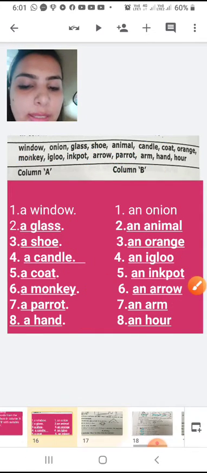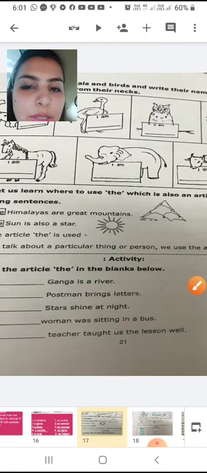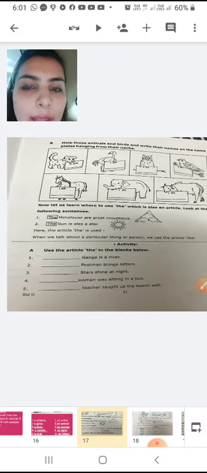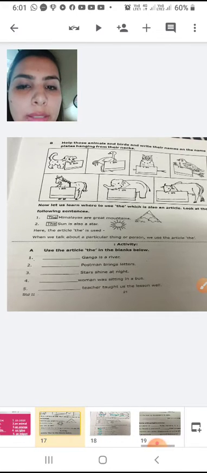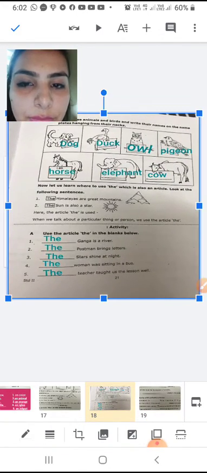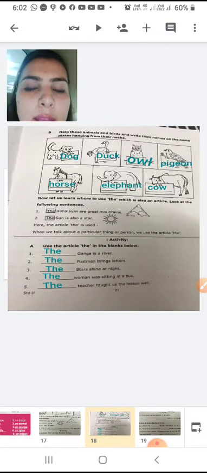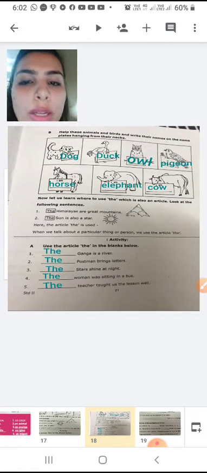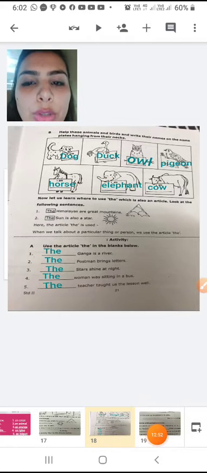Now see the next activity. Next activity is you help these animals and birds and write their names on the name plates hanging from their neck. You have to write the name of these animals which is shown on your screen. See, first is I am a dog. This is the picture of a dog. Then write I am a dog.